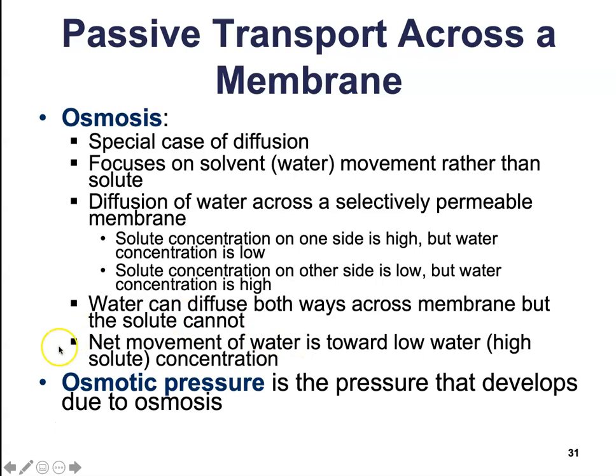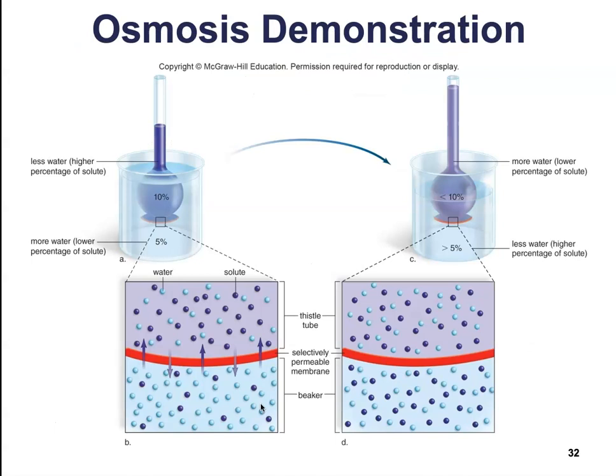So, osmotic pressure: if you hear the term osmotic pressure, it's the pressure that develops due to osmosis, meaning the movement or diffusion of water. Sometimes you can do this as a demonstration in lab. Basically, in the flask here, you have a 10% concentrated solution.